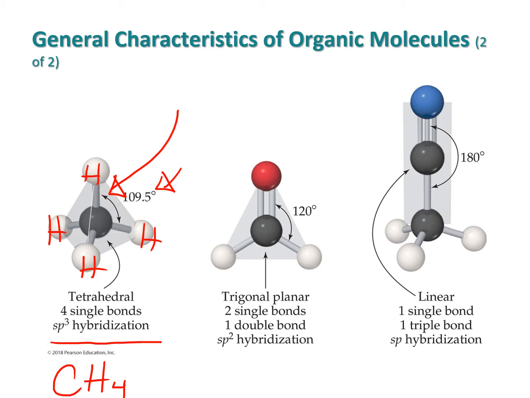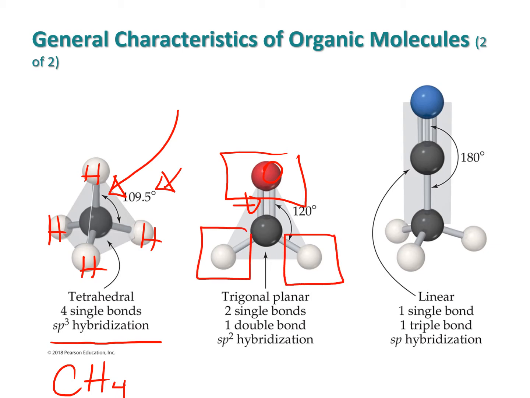Here we have a carbon that is double bonded to an oxygen, and because of this it only has 3 total electron groups around it. If you just count, keep it simple, it has 3 things around it. Whenever you have 3 things, which more accurately is described as electron groups, this is called a trigonal planar geometry, and it has 2 single bonds, 1 double bond. Overall it has sp2 hybridization.